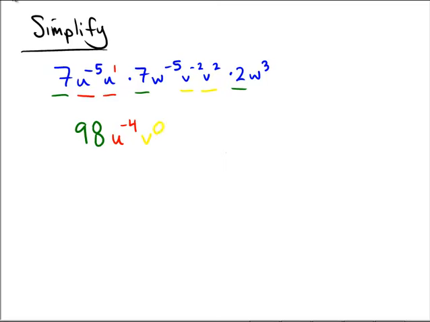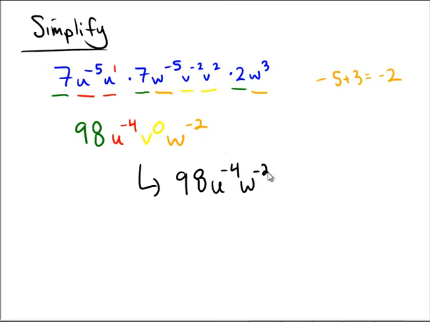And then finally, as our last piece here, we have the w's, and there's a w here and a w here. The powers are negative 5 and 3, and negative 5 plus 3 is equal to negative 2. So we get w to the negative 2. The final answer to this particular problem would be 98, u to the negative 4, v to the 0, which is actually equal to 1 because anything to the power of 0 is 1, and then w to the negative 2.